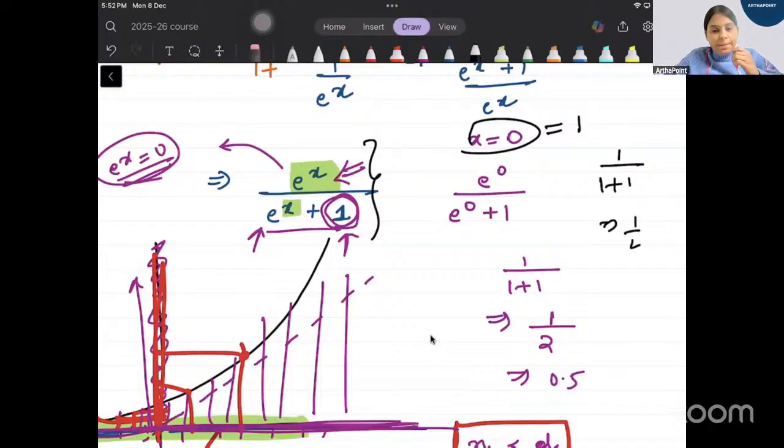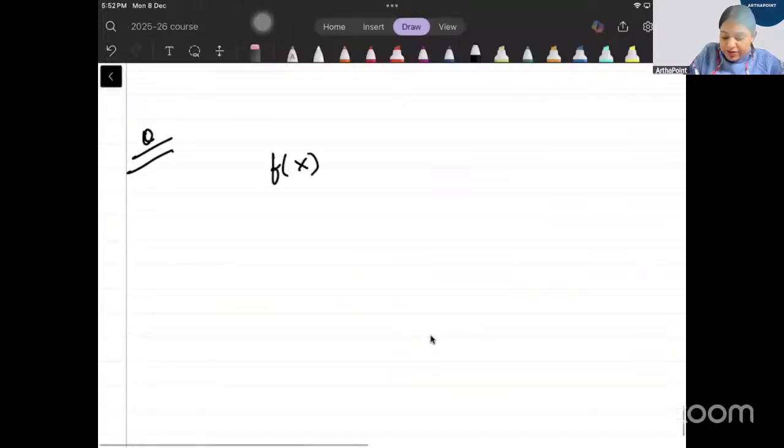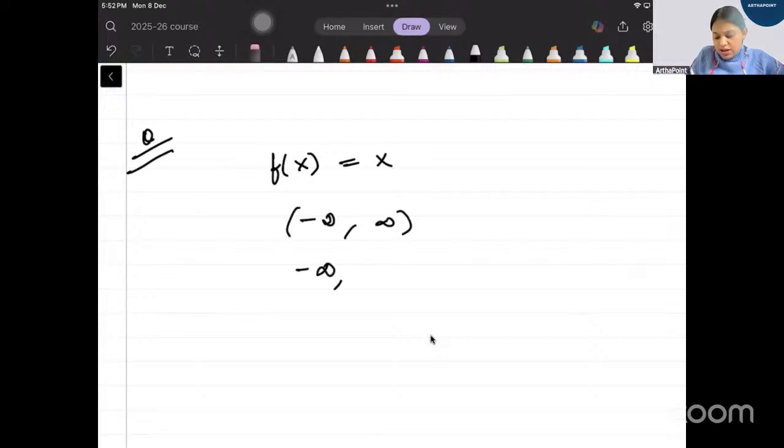Is it clear? Not always will that happen. Just specific questions give you that range. Range can be minus infinity to infinity. If my function is simply f(x) equal to x, then x can take any value, and y will also take any value between minus infinity and infinity. Not always will the range be that. In this question, yes, it is between 0 and 1, both not included. That's right. Okay, so next question.